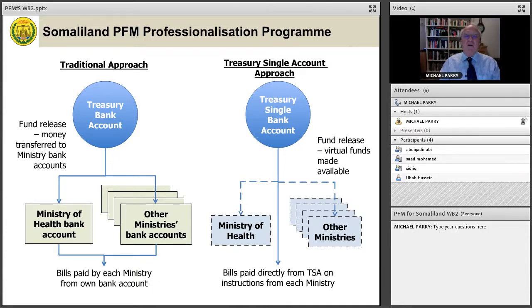So that when funds are warranted to the Ministry of Health, they're not paid into the Ministry of Health bank account, they stay in the Treasury single bank account, but they are there available for the Ministry of Health to spend as and when it wants to. So the Ministry of Health will pay from that central bank account rather than from its own bank account.